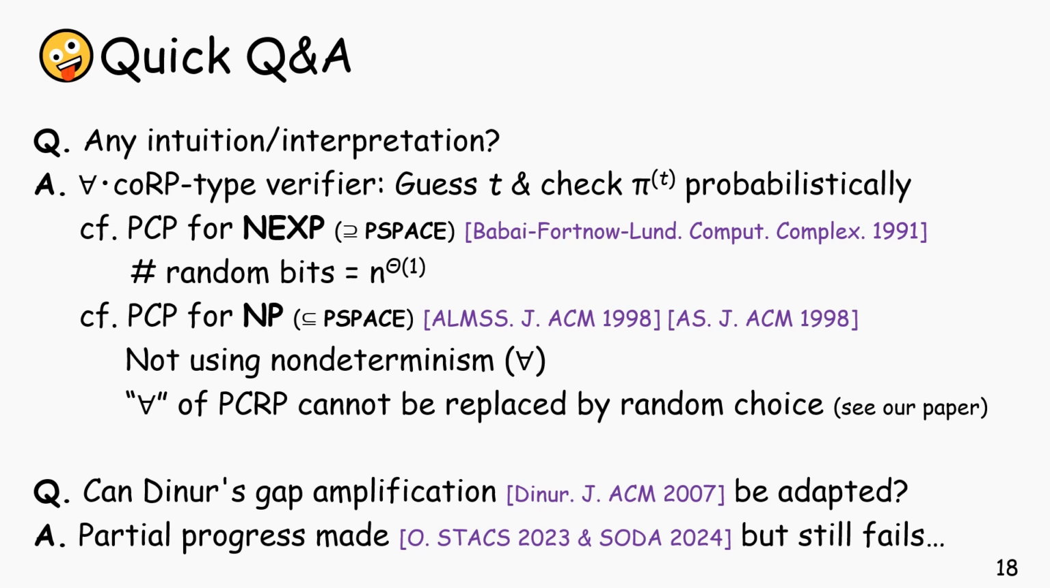And PCRP can be compared to existing proof systems. On one hand, PCP for NEXP, which contains PSPACE, requires polynomially many random bits, but our PCRP only requires logarithmic randomness. On the other hand, the standard PCP for NP does not use non-determinism, unlike PCRP. In this paper, we show that the for-all quantifier of PCRP cannot be replaced by any randomness.